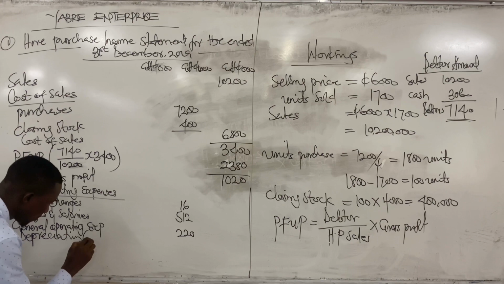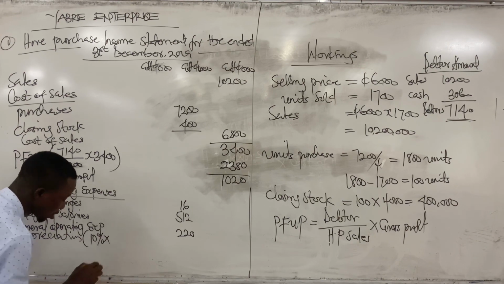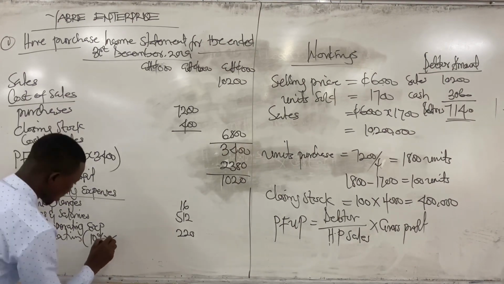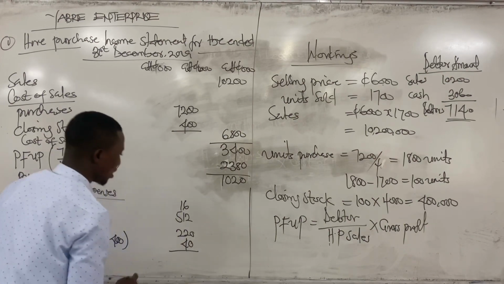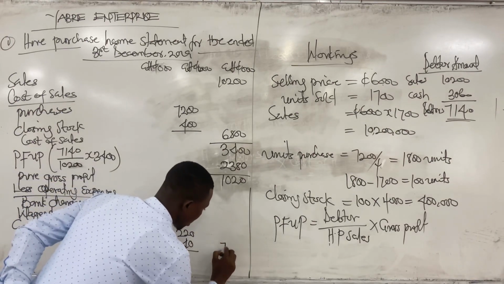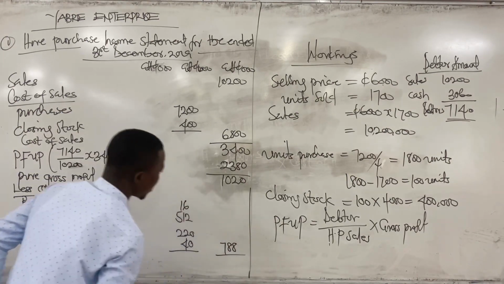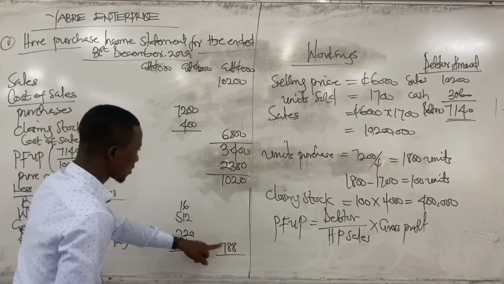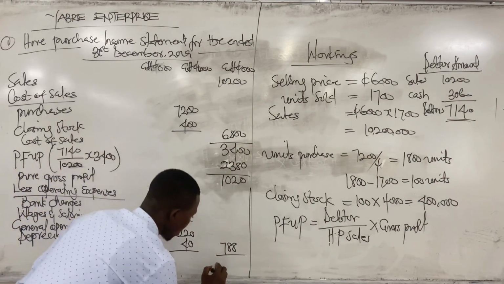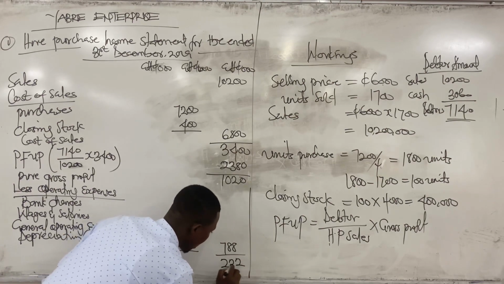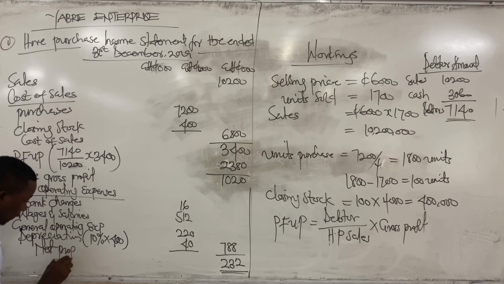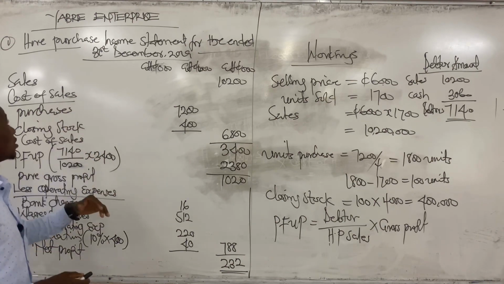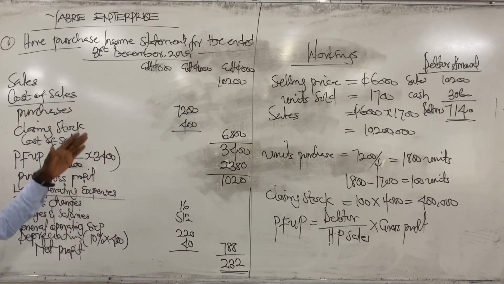Okay, and that is 10% on the cost of the fixed asset, that is 400, and this will give us 40. So we add the total expenses and that will give us 788. Okay, so we take the total expenses from the true gross profit to ascertain the net profit. The net profit of the business. Okay, so this is how we go by the hire purchase income statement for Yabre Enterprise.